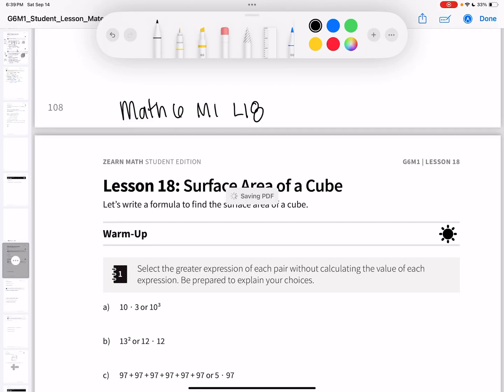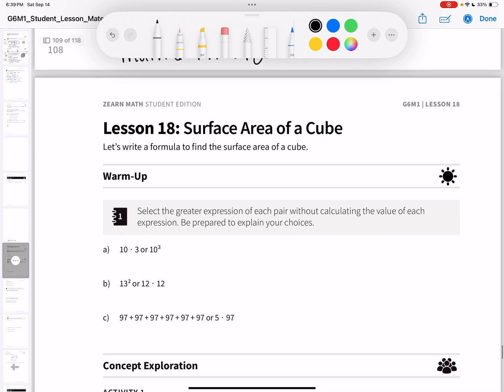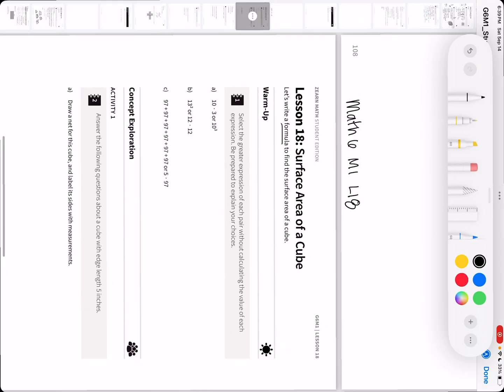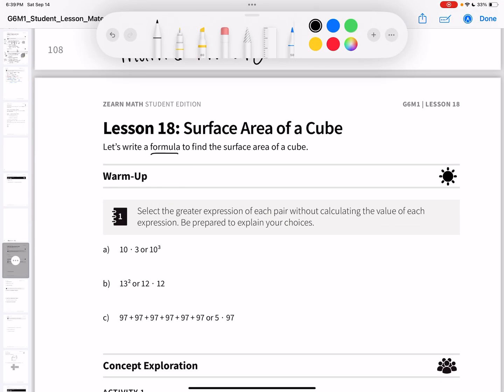Today's lesson is Math 6, Mission 1, Lesson 18. Surface area of a cube. Let's write the formula to find the surface area of a cube. Here we go. Oh, goodness, that moved. There we go. All right, let's do the warm-up.